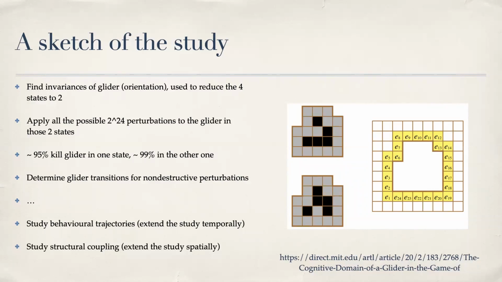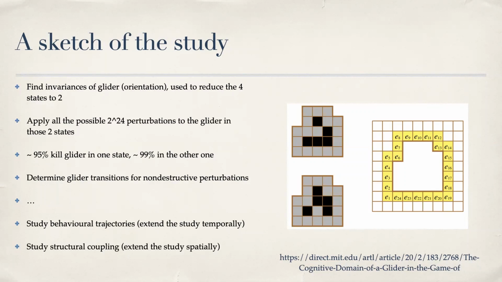And how do we do that? Well, we're going to look at all of the cells around the glider, and there are 24 cells. So it's 2 to the power of 24 states that we can have around the glider. Each one of these cells could be on or off. And now I want to consider all of the possible combinations of on and off around this glider. So that's around 16 million and something.